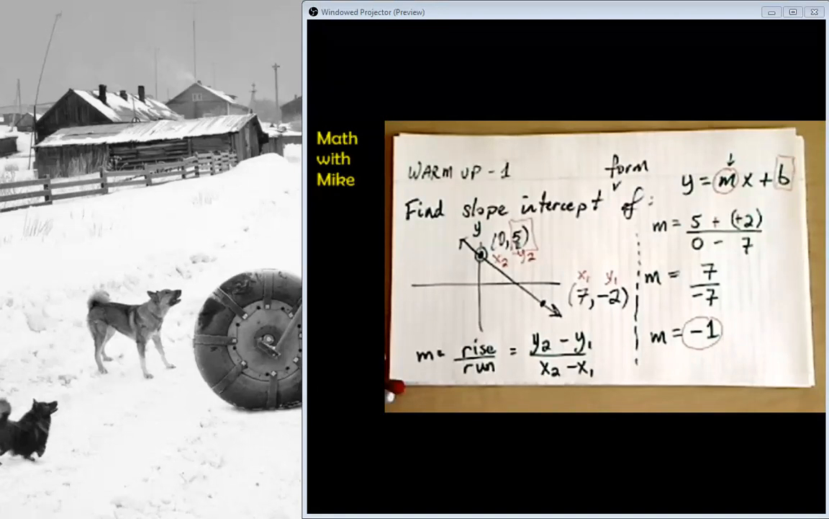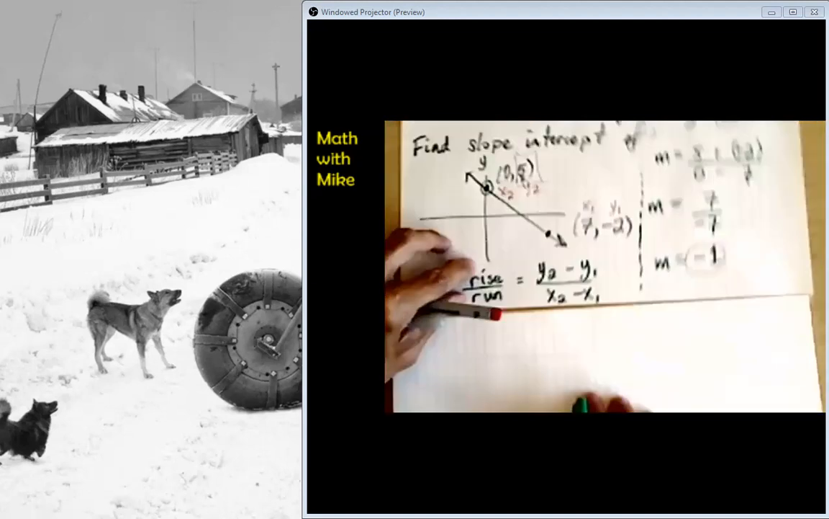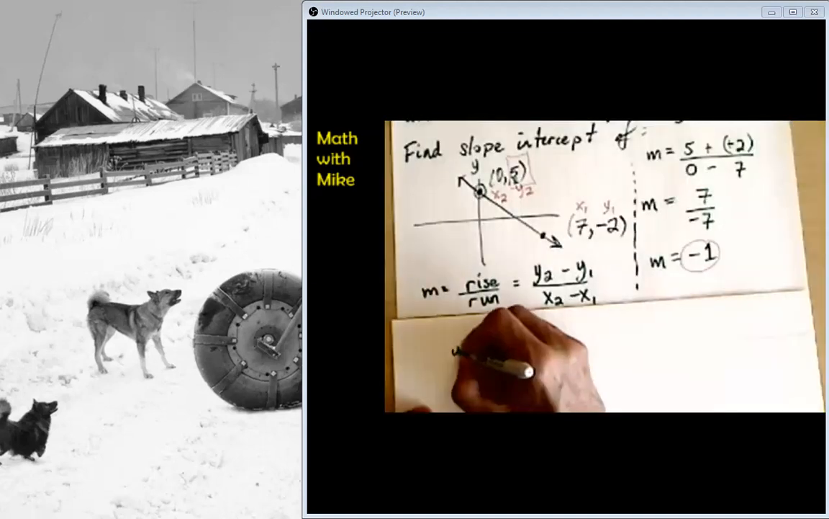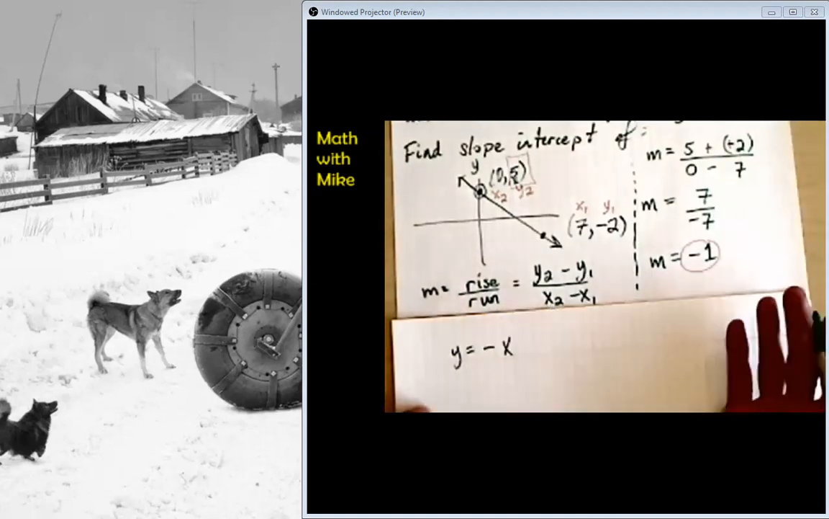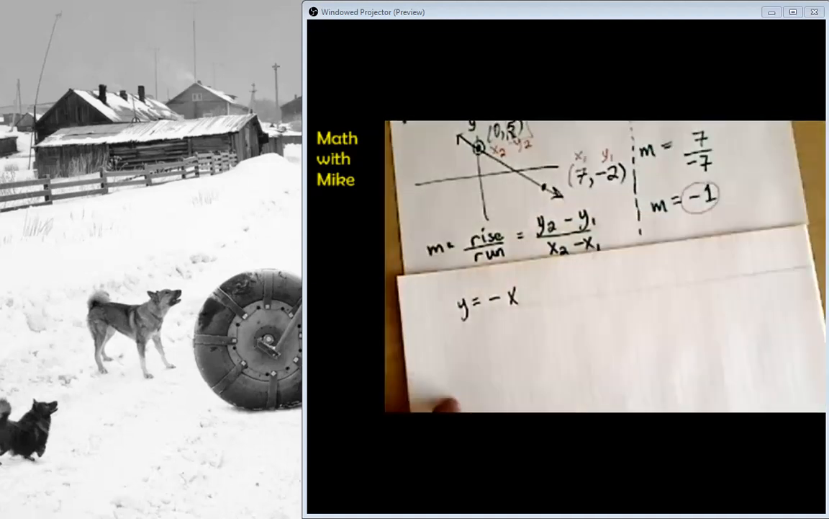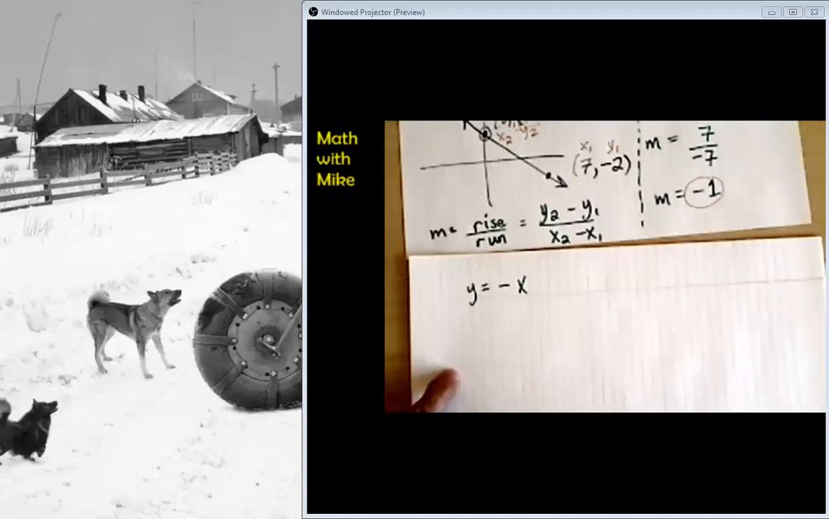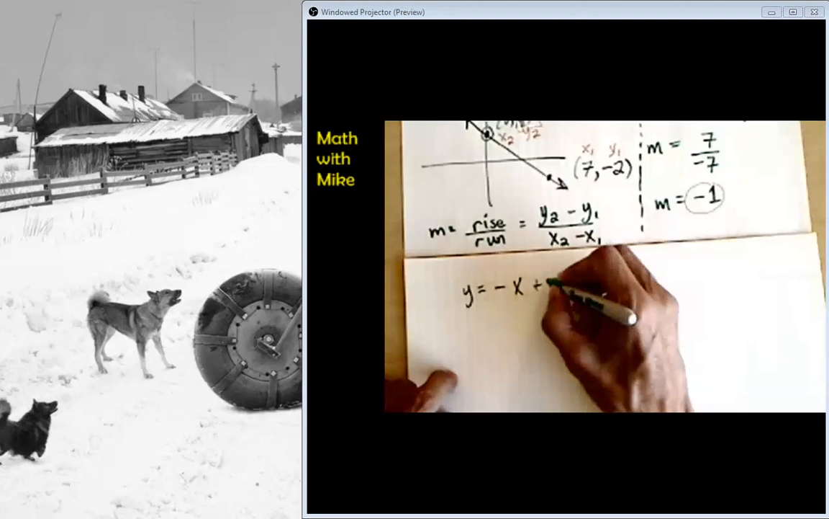Okay. Now, to finish this up though, we got it kind of color-coded. The minus 1 goes in for the M up there. The 5 goes in there for the B. Final answer looks a little like this. Yeah, minus invisible 1x. Minus invisible 1. All the other numbers will be there, but 1 goes invisible for some reason. And then plus 5. Final answer.